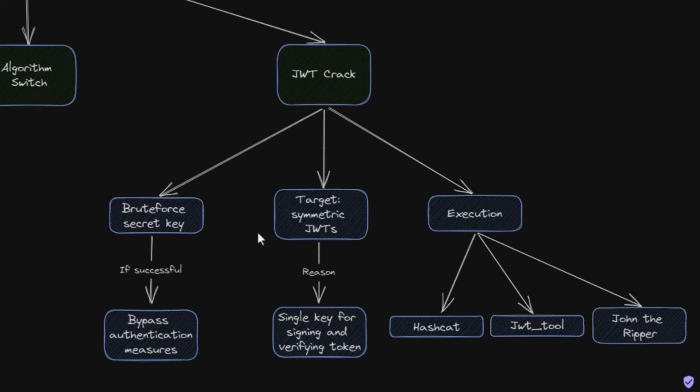The target of this attack is symmetric JWTs. Unlike asymmetric JWTs that use separate keys for signing and verification, symmetric JWTs rely on a single key for both operations. So if this key is weak or guessable, attackers can then easily compromise the entire system. There are several powerful tools that can be used to execute the JWT crack attack. For instance, Hashcat, JWT tool, or John the Ripper. In this video, we will use Burp Suite and Hashcat.